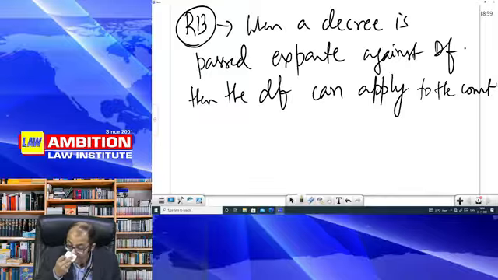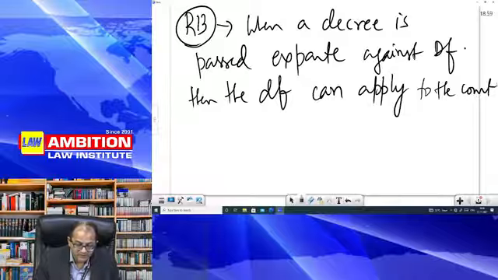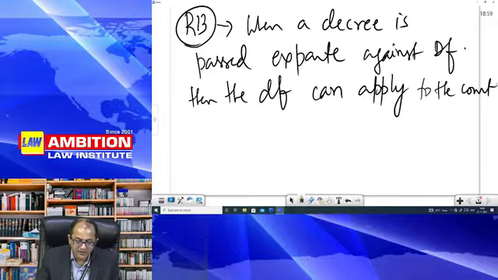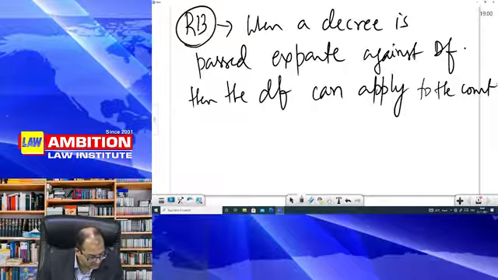Then next, this application must be made within 30 days from the date of decree.